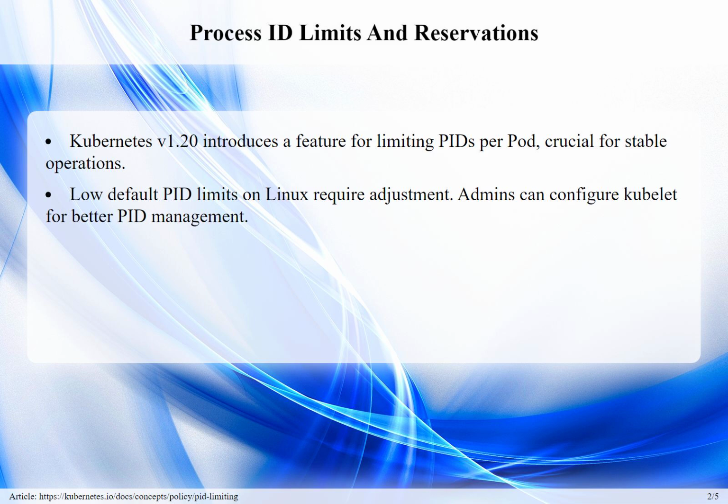The default operating systems on some Linux setups might have low PID limits. Adjusting the value of /proc/sys/kernel/pid_max is advisable. Cluster administrators can configure the kubelet to manage PID allocation effectively, potentially allocating about 1,000 PIDs per pod. This configuration helps protect the machine from becoming overwhelmed, reminiscent of CPU or memory resource allocations. However, different risks exist for overcommitting PIDs.